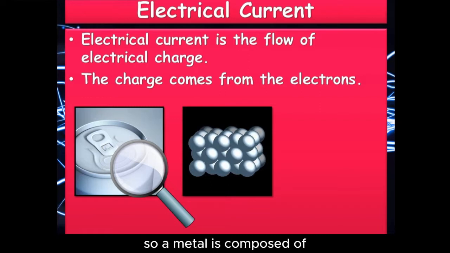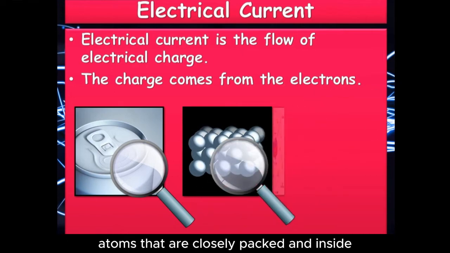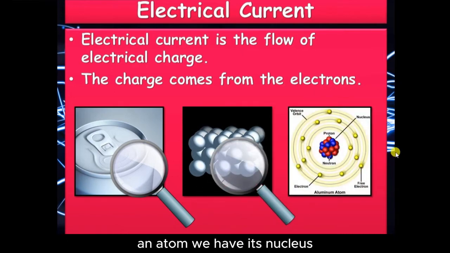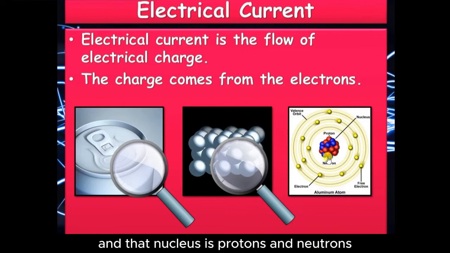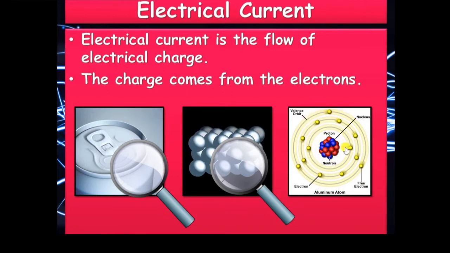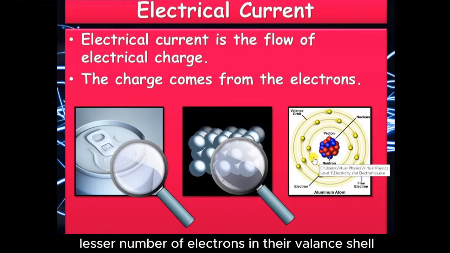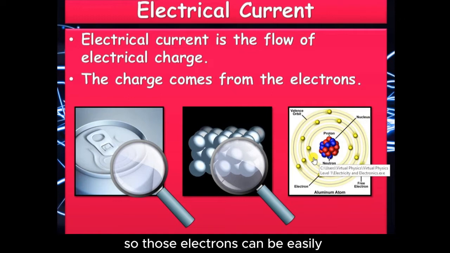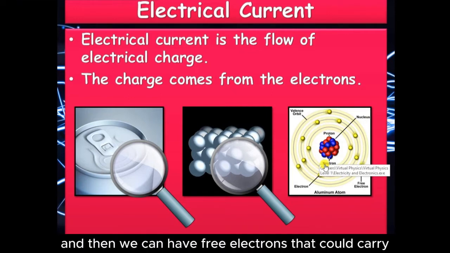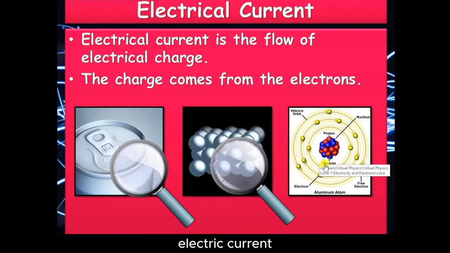A metal is composed of atoms that are closely packed, and inside an atom we have its nucleus, and that nucleus has protons and neutrons, and electrons that are outside the nucleus, and they are moving in their orbits. And metals, because they have a lesser number of electrons in their valence shell, those electrons can be easily detached from their shells, and then we can have free electrons that could carry the charge and hence electric current.